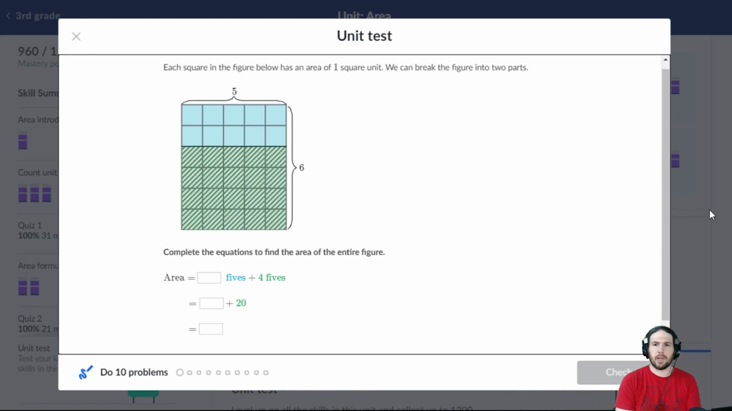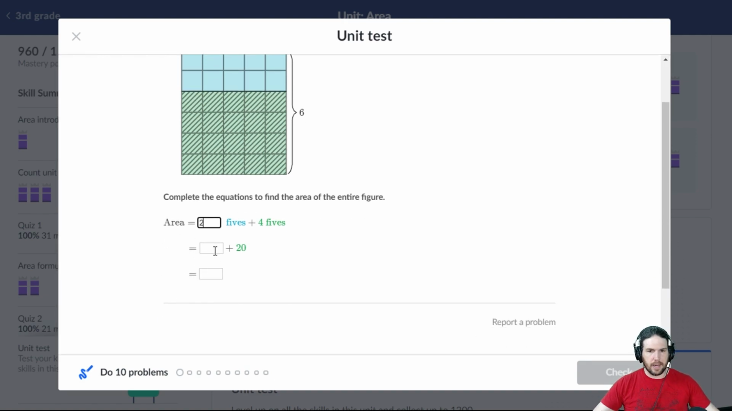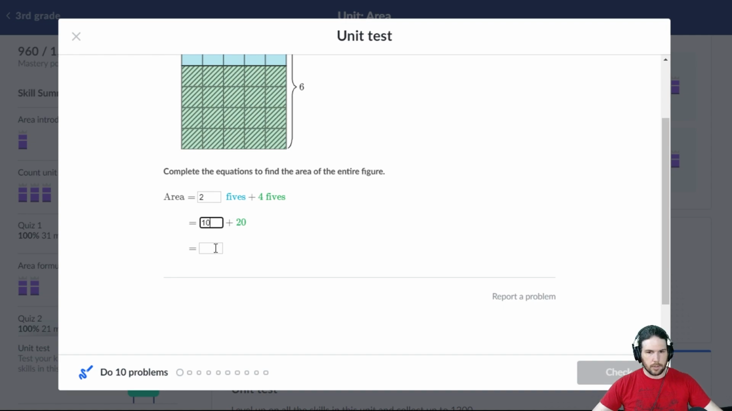Each square in the figure below has an area of 1 square unit. We can break the figure into 2 parts, complete the equations. Well, that looks like 2 5s, which makes 10, so the total is 30.